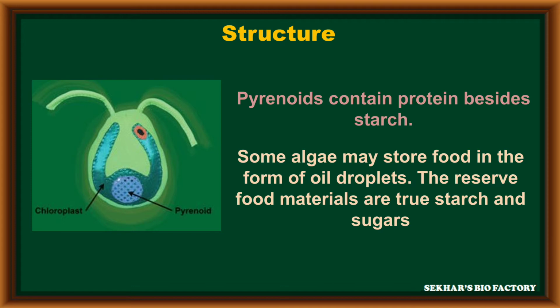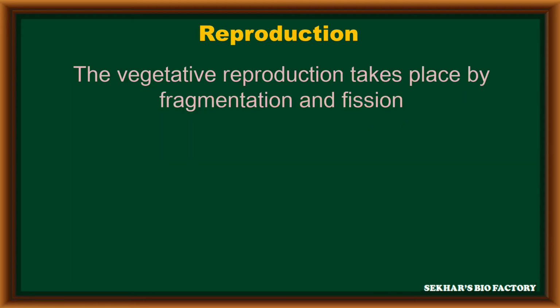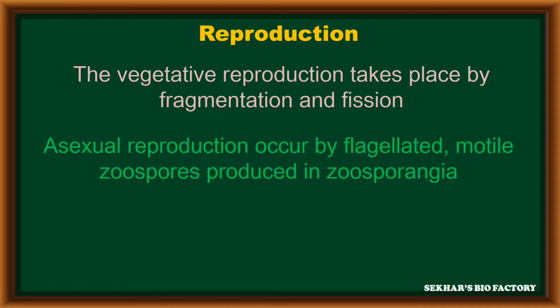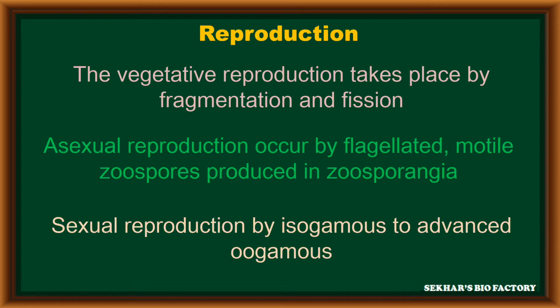and sugars. In reproduction in Chlorophyceae members, vegetative reproduction generally takes place by fragmentation and fission. In asexual reproduction, flagellated motile zoospores are produced inside the zoosporangia. With the help of these zoospores, asexual reproduction takes place. Sexual reproduction takes place from isogamous to advanced oogamous.